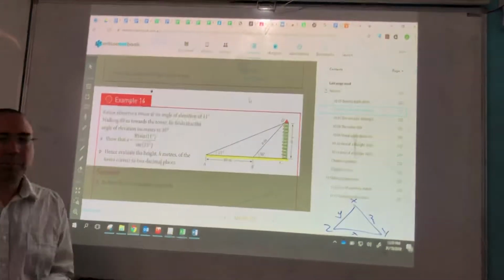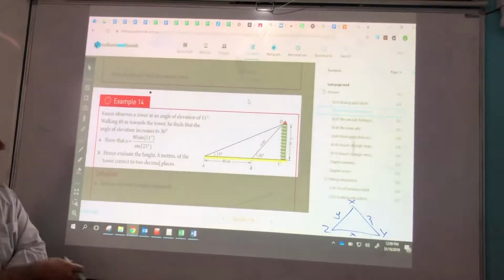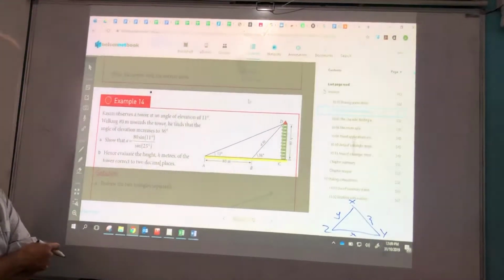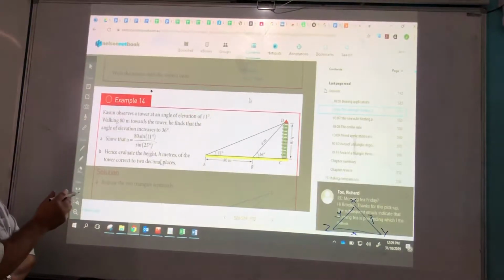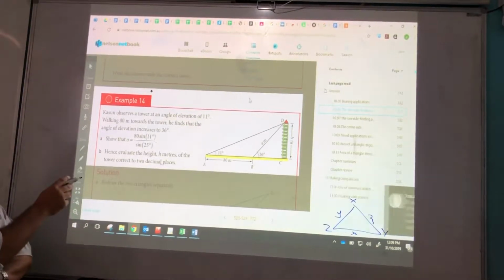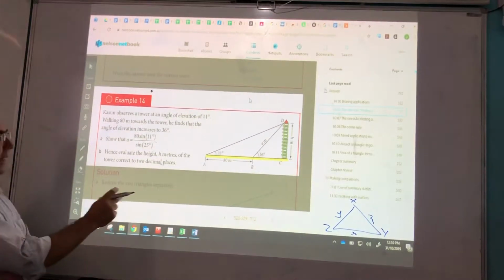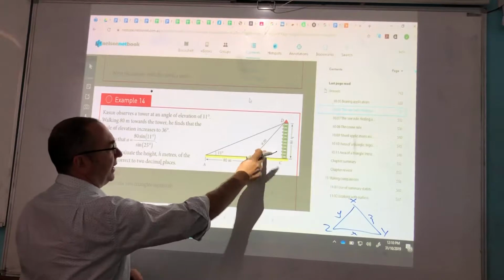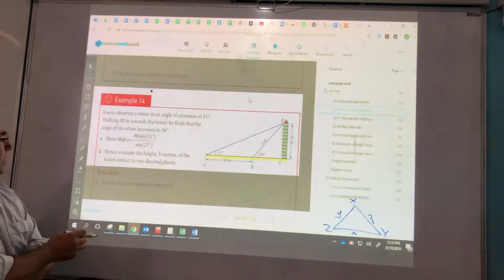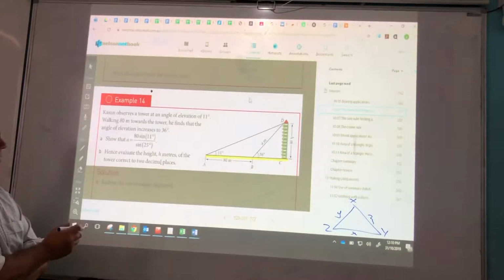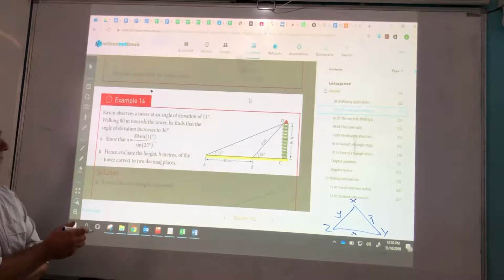Okay, here we're applying this to a real world situation. The real world being we've got a tower at an elevation of 11 degrees, and they've labelled that for us. We're walking 80 metres towards the tower, which creates the side of the triangle, and then we've got a new angle of elevation there at 36 degrees. We need to show, this is interesting, that A equals 80 sine 11 over sine 25.